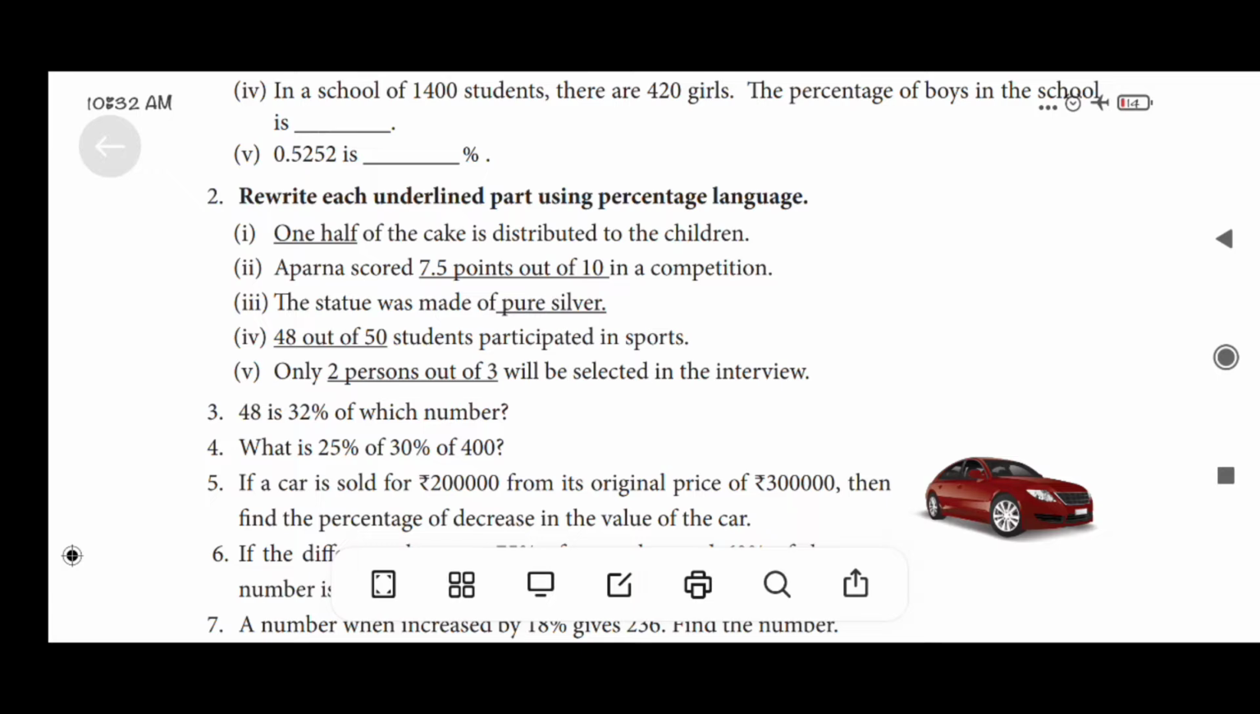Aparna scored 7.5 points out of 10 in a competition. So out of 10, 7.5. In percentage, how to write? 7.5 divided by 10 into 100. If we cancel, we will get 75%. So in percentage, we need to write this. The rest of the sums you have to write.